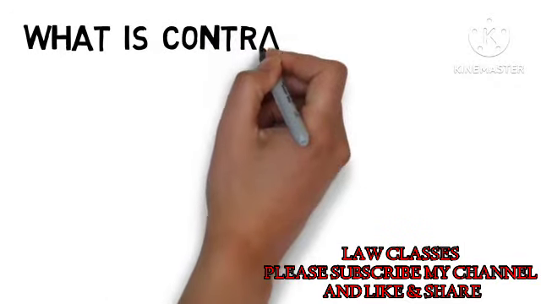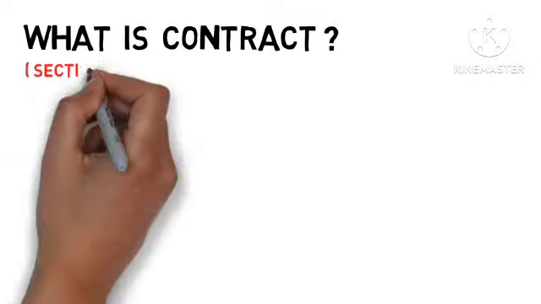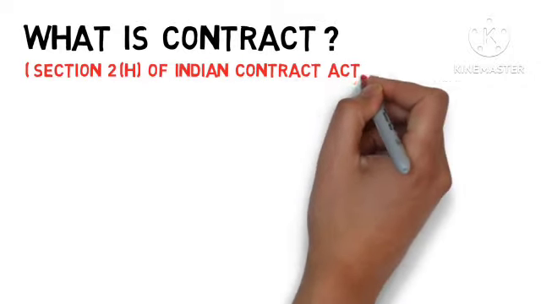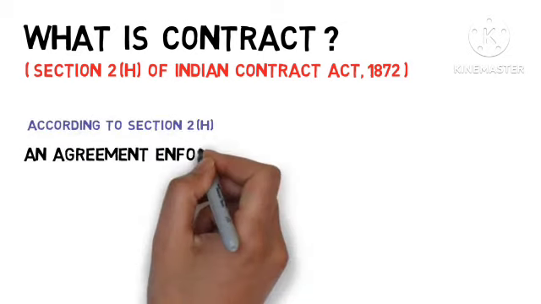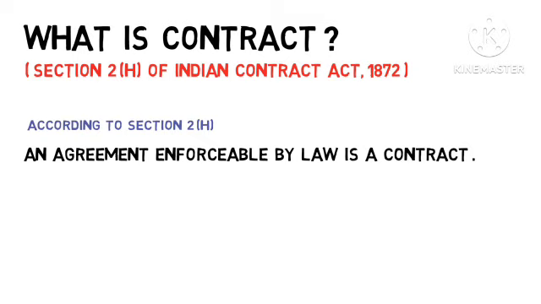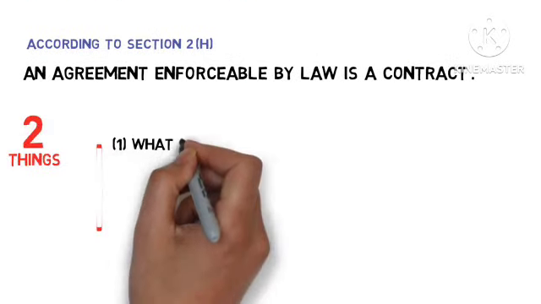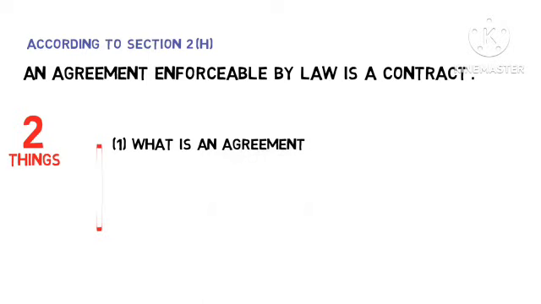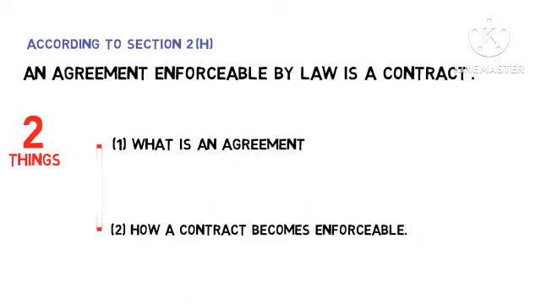Let's see what we mean by a contract. Contract is defined under Section 2(h) of the Indian Contract Act, 1872. According to Section 2(h), an agreement enforceable by law is a contract. So we need to understand two things. First, what is an agreement? And second, how a contract becomes enforceable.